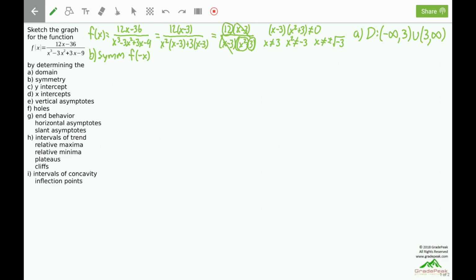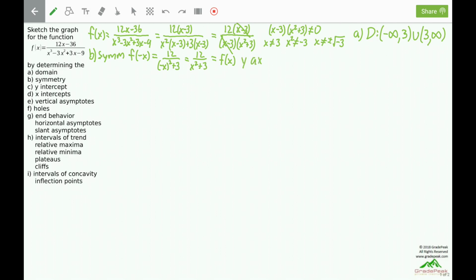So f of x will have y-axis or even symmetry, except because of the x minus 3 factor canceling, it will have a hole at x equals positive 3 that is not part of the symmetry. F of negative x is 12 divided by negative x squared plus 3. And negative x squared is a positive x squared, plus 3. Comparing this result to the original, it is exactly the same as the original, except for the x minus 3 factor that is canceled.